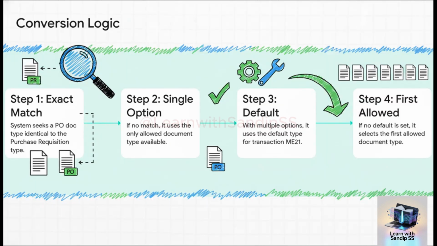So you might be wondering, how does the system decide which document type to use when it's converting a purchase requisition into a purchase order? Well, it follows this really clear four-step logic you see here. First, it tries to find a perfect match. If that doesn't work, it checks to see if there's only one available option. If there are a bunch of options, it just uses the default. And if all else fails, it simply picks the first one in the list. This built-in logic makes sure a purchase order always gets created, which prevents any dead ends in your process.